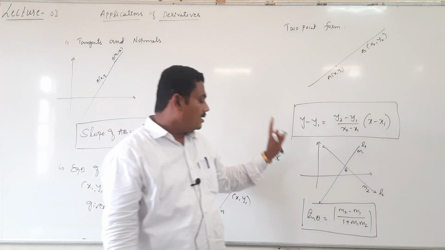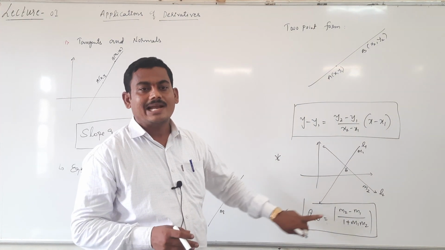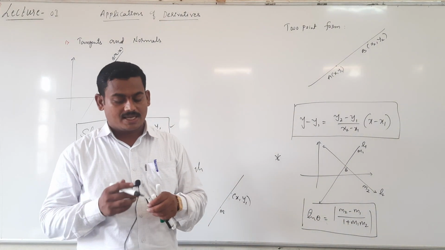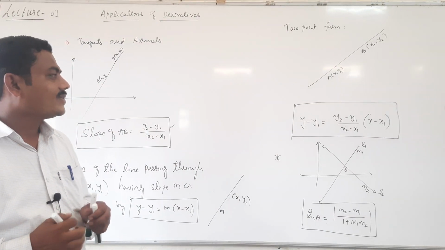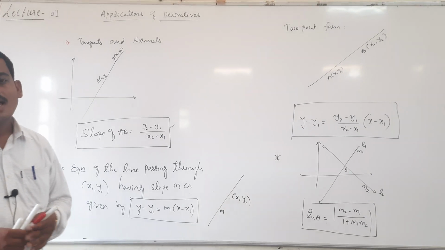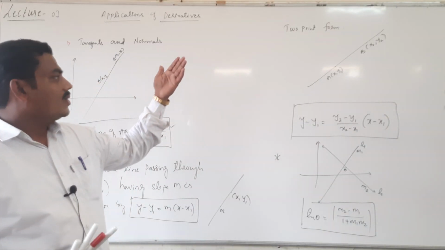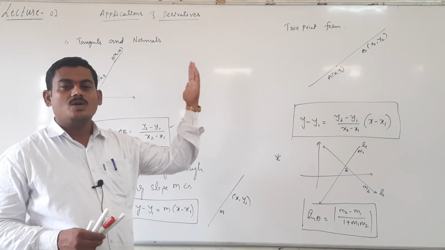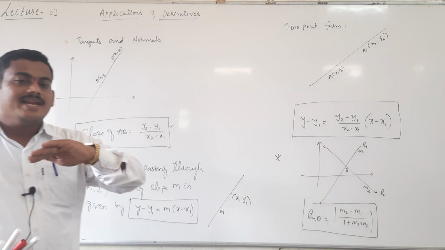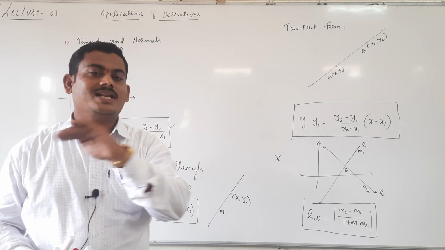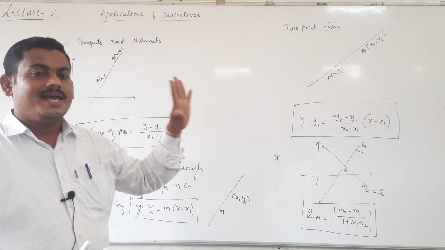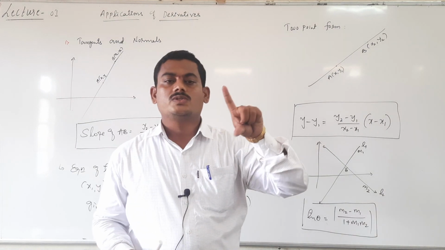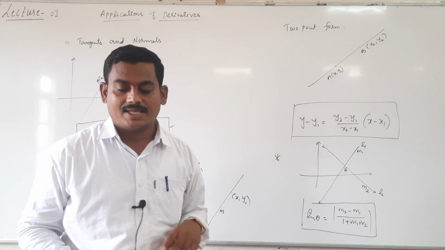Already you learnt this formula in first PUC and derived also, right? m2 minus m1 divided by 1 plus m1 into m2. Just remember this formula, angle between two straight lines. This is about straight lines. Once a line is parallel to x-axis, then its slope is 0. Line parallel to y-axis, slope not defined. Line parallel to x-axis means horizontal line, slope 0. Line parallel to y-axis, then its slope is not defined, means vertical line. Slope of vertical line and slope of horizontal line.